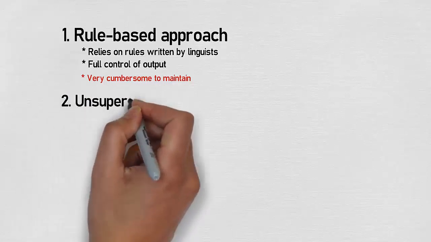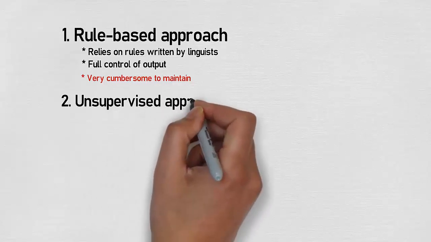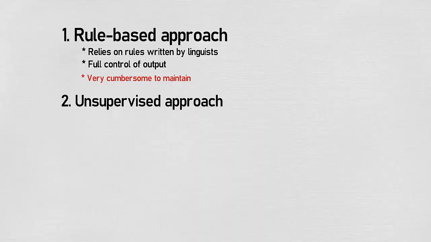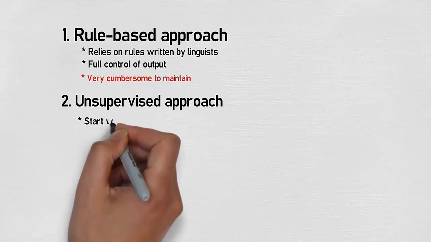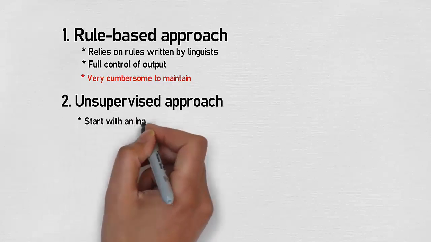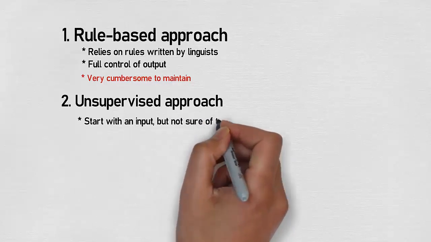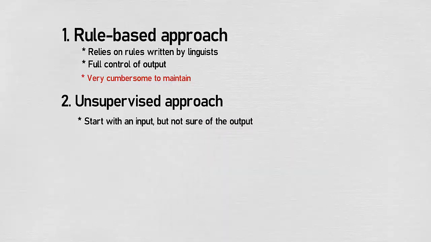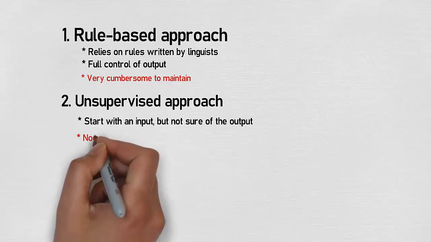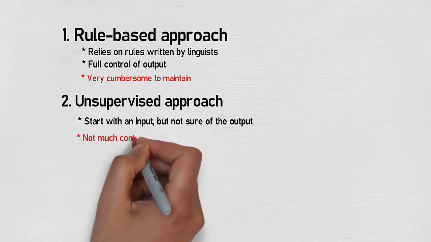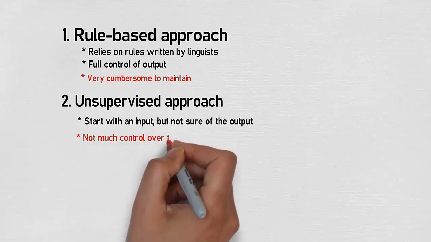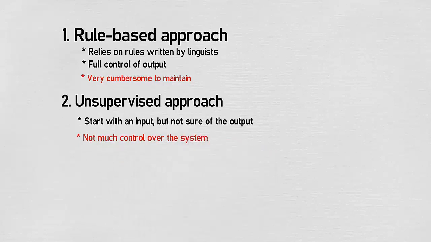The second extreme of doing natural language processing is through unsupervised machine learning. In this case, you don't have much control over the system. You start with input and you don't know what the output is, or at least you don't know what the classes will be. And here it is left to the discretion of the machine to decide everything.